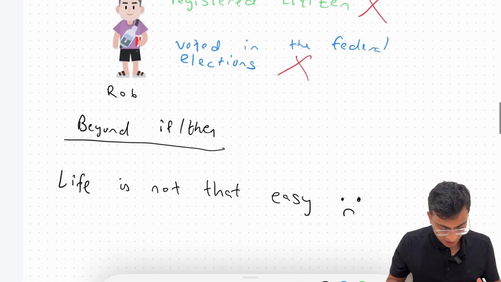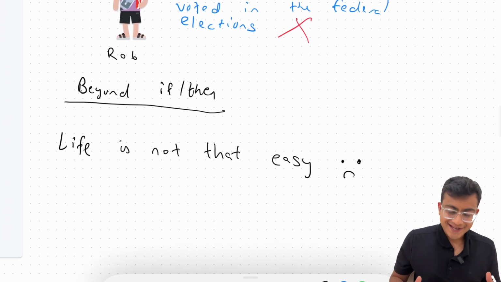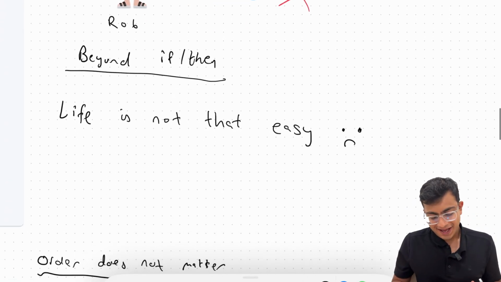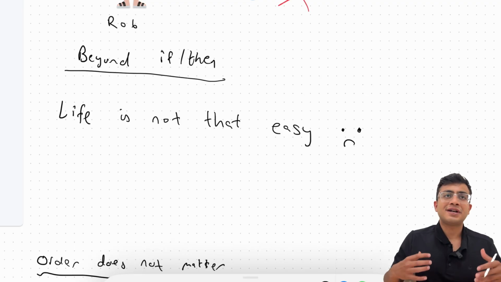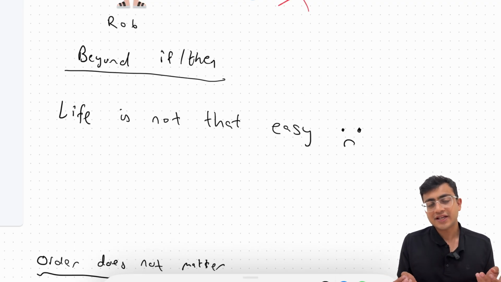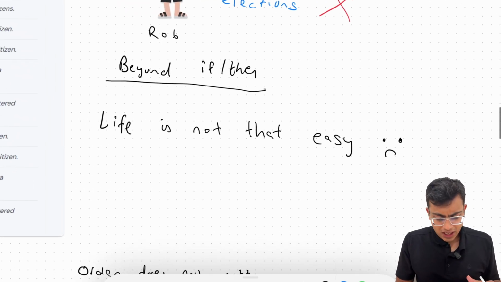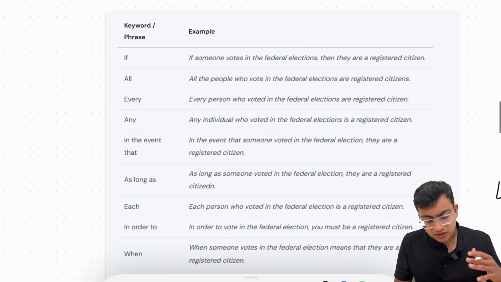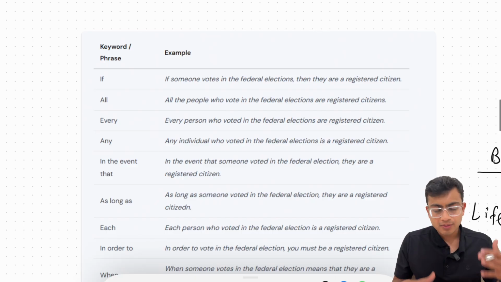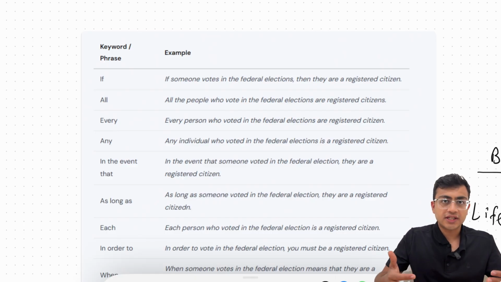Okay, now life is not going to be that easy on the LSAT. Life would be too easy if every time the LSAT used conditional reasoning, you had this nice if-then structure going on over here. Because the LSAT uses multiple words and phrases to indicate that conditional reasoning is being employed.